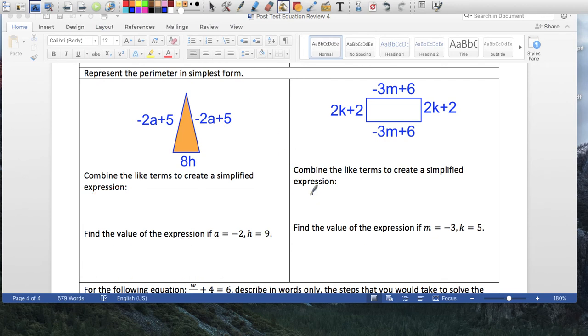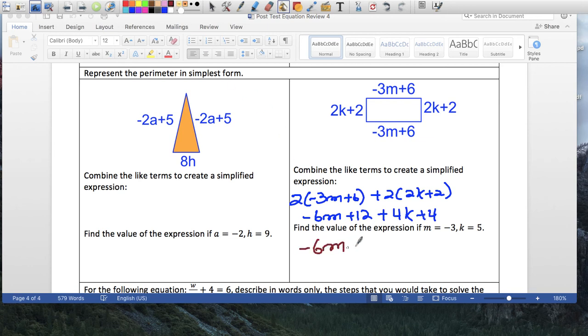Done. Same thing. There's 2 of negative 3m plus 6, plus 2 of 2k plus 2. So we're going to get negative 6m plus 12 plus 4k plus 4. Can I combine anything? Yeah, I can: the 12 and the 4. So it's negative 6m plus 4k, and combining the 12 and 4 gives me 16.